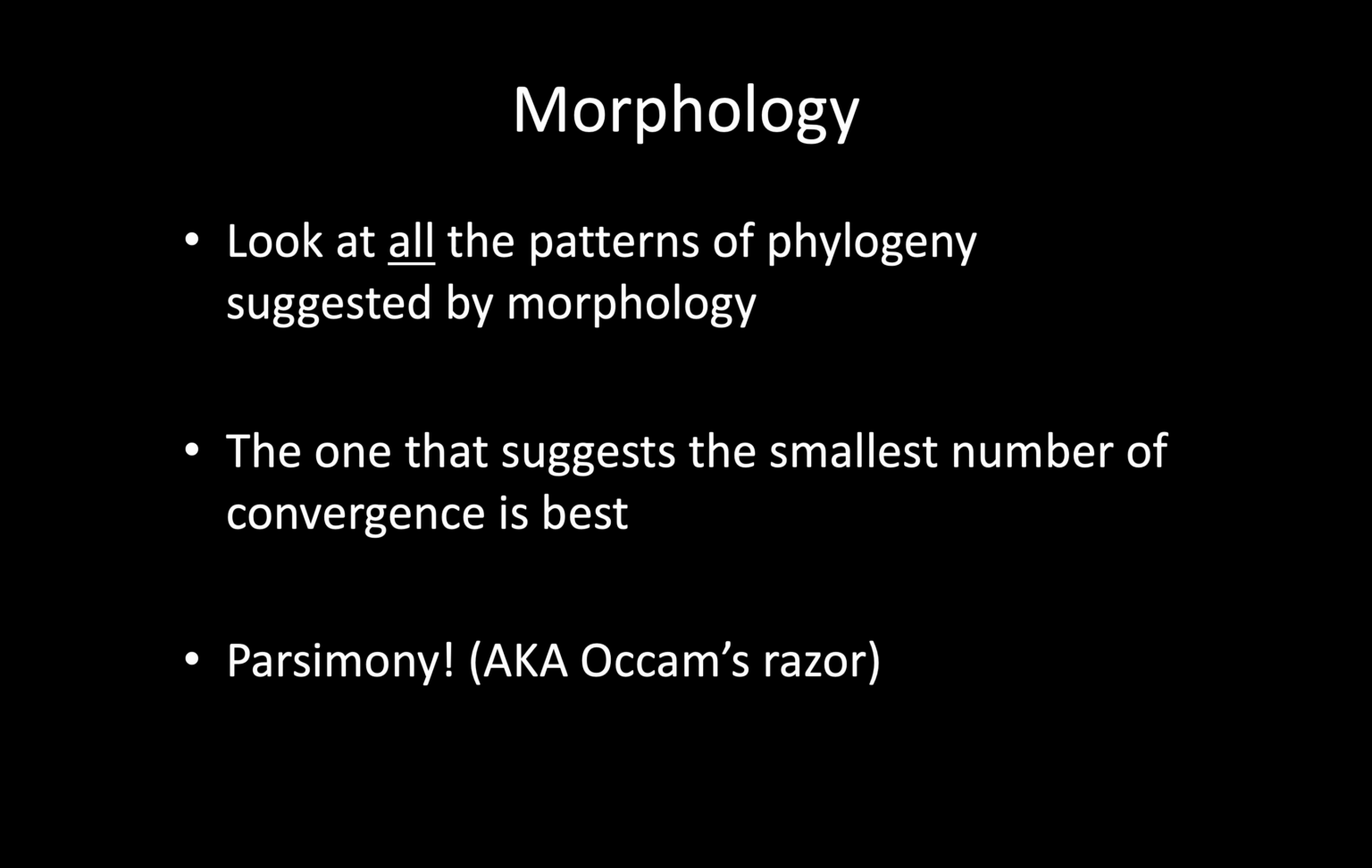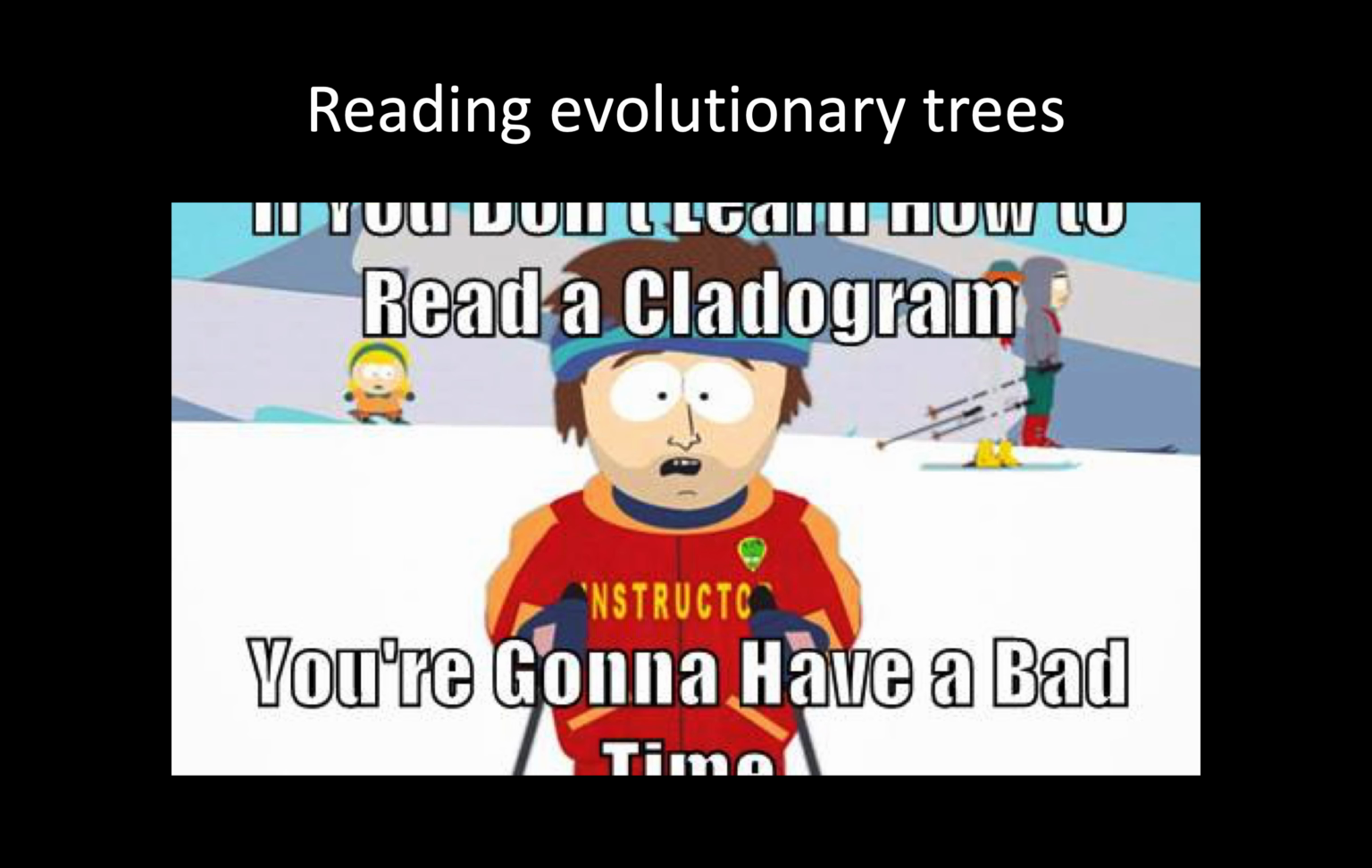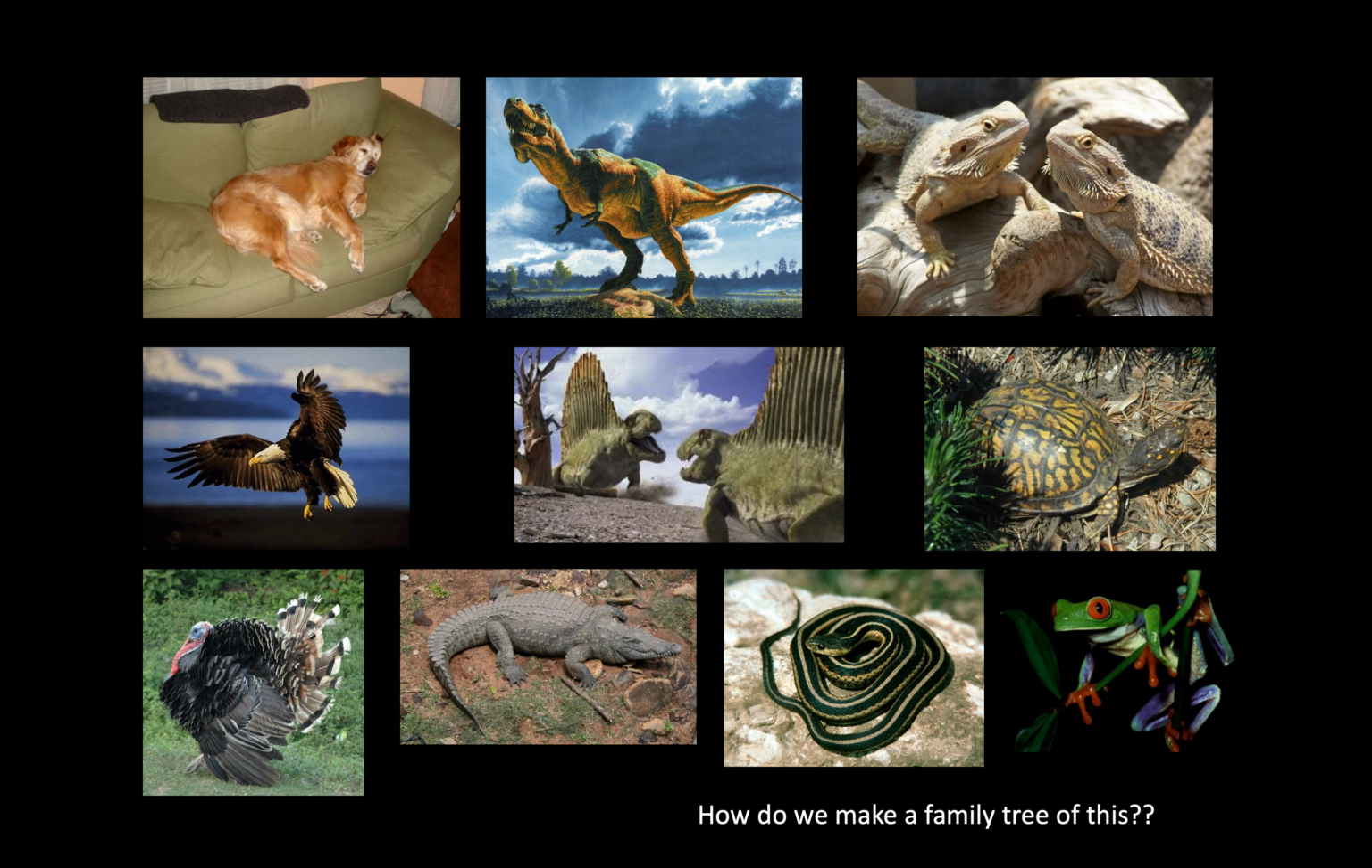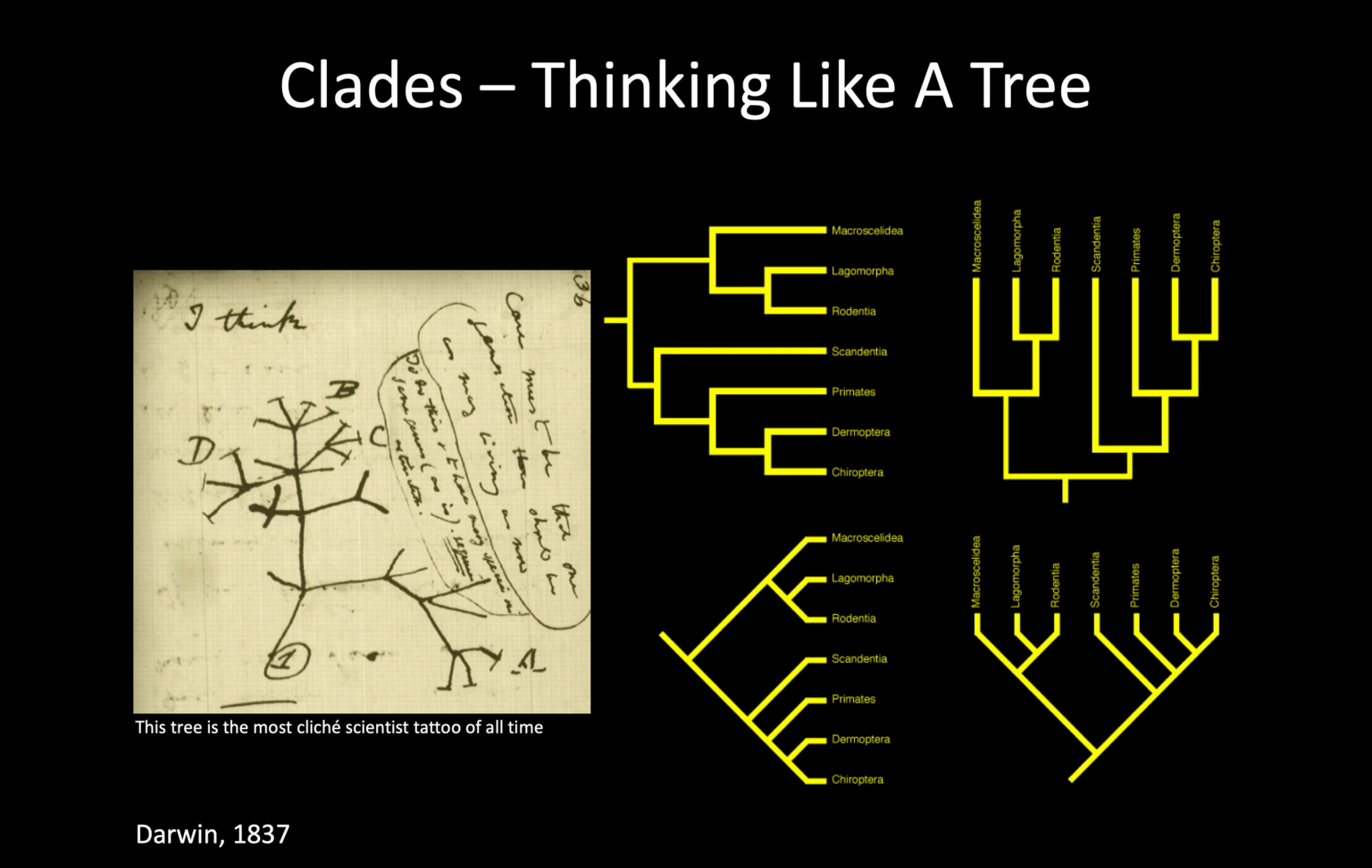It can be summed up as Occam's razor: the simplest explanation, the least amount of changes. So let's figure out how to read these evolutionary trees. Here are all of our critters. Let's make a family tree and see how these guys are related.